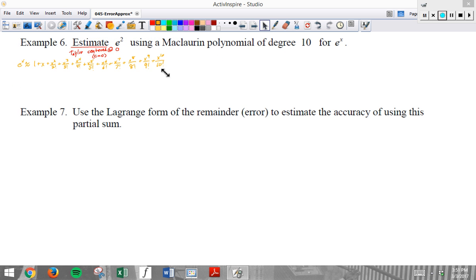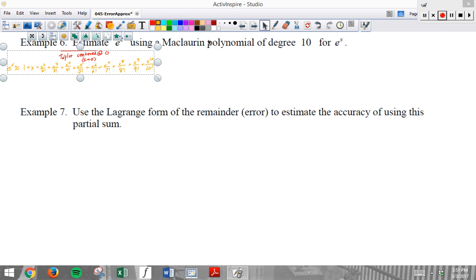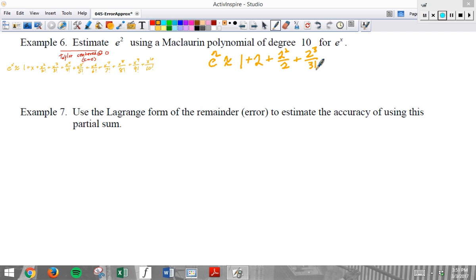So the idea then is that e squared, some students like to plug in e squared to all the x's. I think about x as in the exponent. What's in the exponent? 2. Approximate again, 1 plus 2, 2 squared over 2, 2 cubed over 3 factorial, 2 to the 4th over 4 factorial, 2 to the 5th.